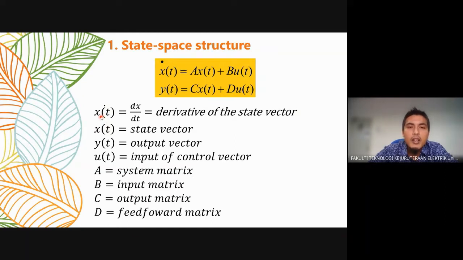And then y t, the common symbol y always refers to the output vector. u is also a common symbol; u always refers to the input or control vector. A is the system matrix. B is the input matrix. C is the output matrix. D is the feed-forward matrix.